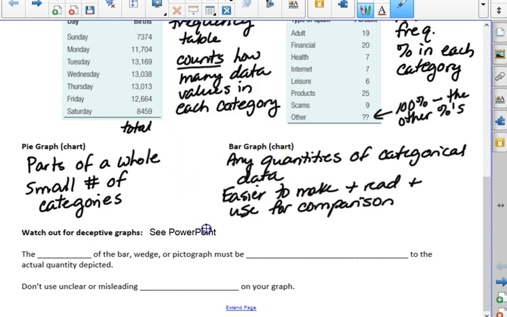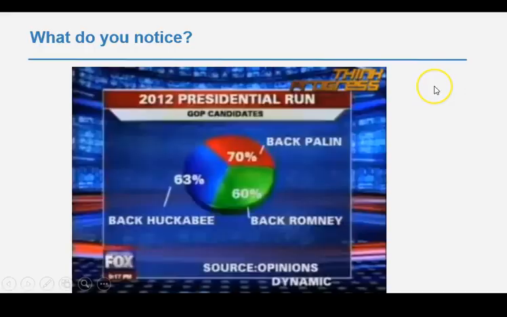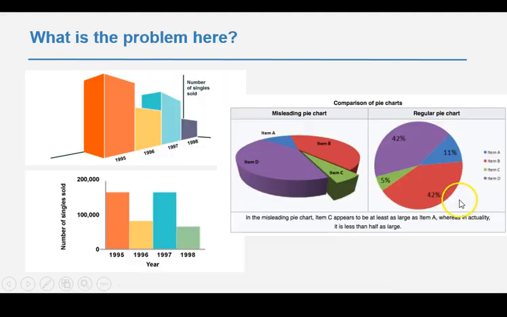Now, sometimes we have graphs that are used deceptively. So we're going to look at some examples of that. And I should say deceptively or just ineptly and improperly. Here is a pie graph that doesn't add up to 100%. So this should have been done as bars and not pies, because pies always have to add up to 100%.